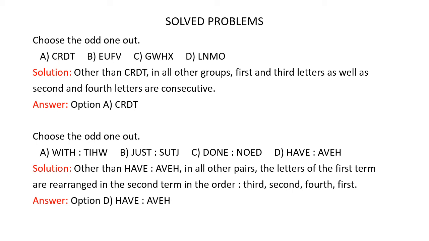But in option A, C and D are consecutive letters, but R and T are not consecutive letters. So obviously CRDT is the odd one out here. So the correct answer is option A, CRDT.